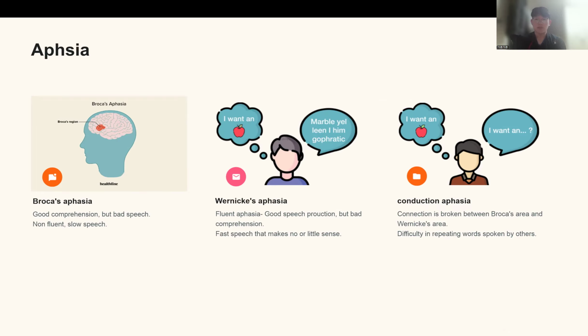For example, when you say to the conduction aphasia patient, "Do you want some apple?" he would likely say, "Oh, it's delicious," or "Apple is red," and so on. So he is good at speaking and understanding, but he cannot repeat what the other says.